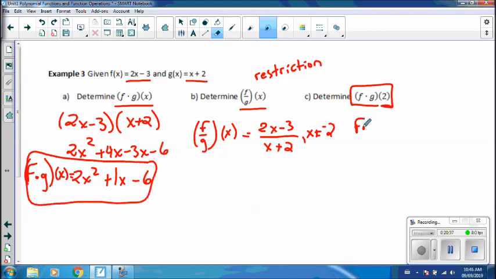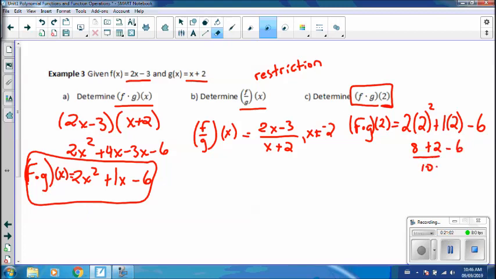So f times g of 2 is going to be 2x squared, except x is 2, plus 1x, except x is 2 again, take away 6. And so I get 2 times 4 is 8, plus 2 minus 6 is 10 minus 6, which is 4. So then the f times g of 2 equals 4. All right.